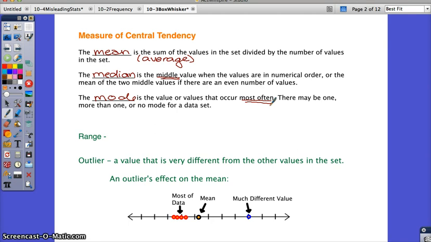The range is always going to be the difference between the least and greatest value.